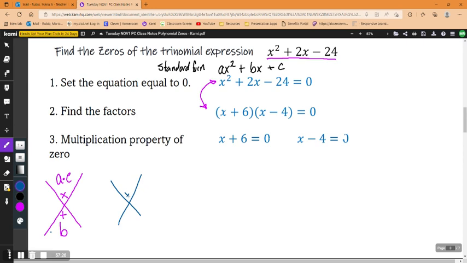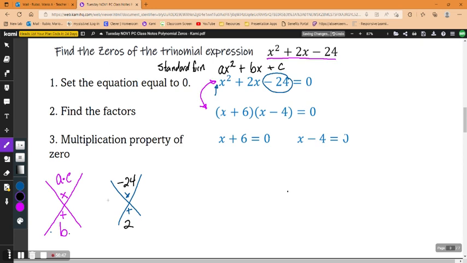We use the x factor. We're going to multiply up here and add down on the bottom. So our coefficient here, what's in front of that x squared? Well, we know it's just a 1. So that's going to be 1 times c, which in this case is negative 24. 1 times negative 24, that's easy. It just equals negative 24. And then our b term right here is positive 2. So that's our positive 2.